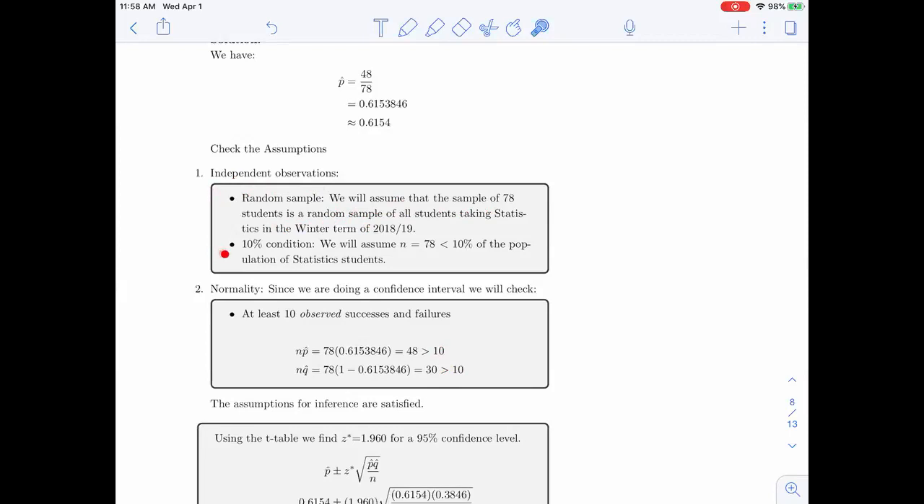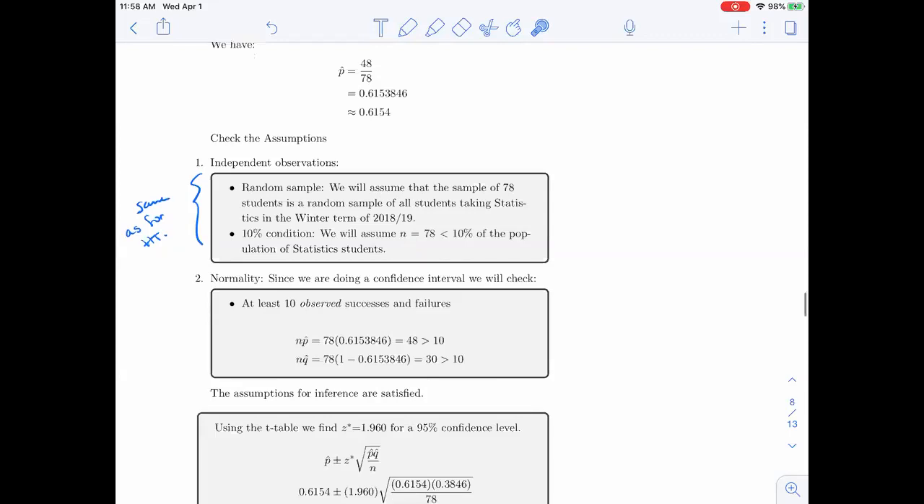These independent conditions are going to be the same as for hypothesis testing. So here, again, we're just going to say, we'll assume that 78 is less than 10% of the population of statistics students at the college in the winter term of 2018-2019.